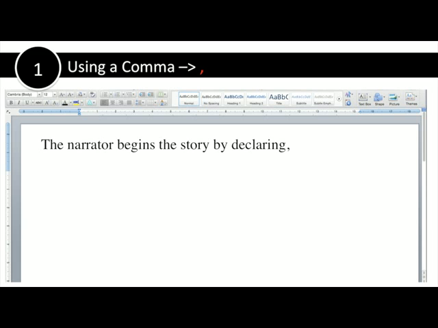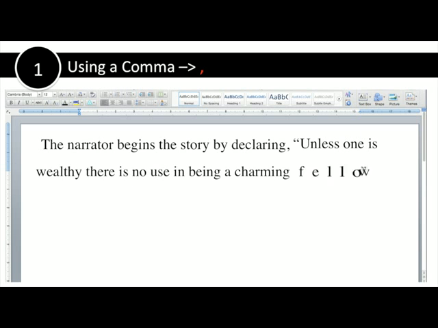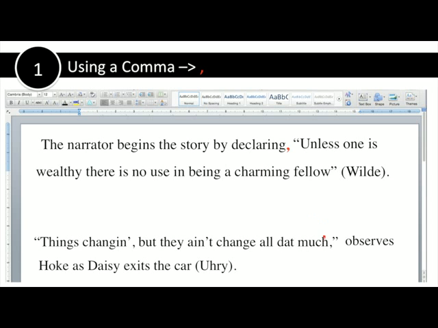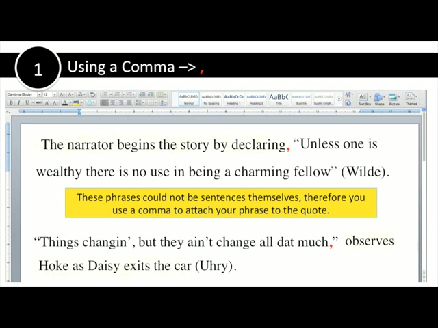Here, your introductory or signal phrase identifies the speaker and a bit of context before including the quote itself in quotation marks. As a writer, you can choose whether you want to provide context for your quotes before or after the quote itself, depending on what you'd like to emphasize and how you'd like the sentence to flow in your paragraph. Notice that these highlighted phrases or fragments cannot work as sentences themselves. Therefore, you would use a comma to attach your signal phrase to the quote.